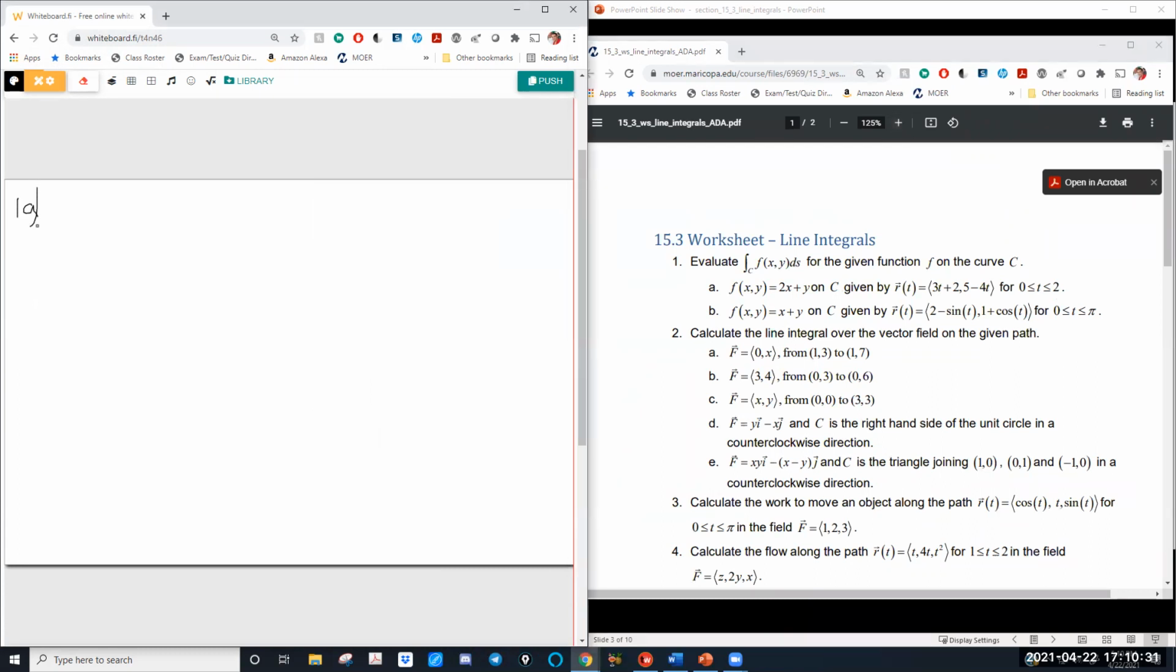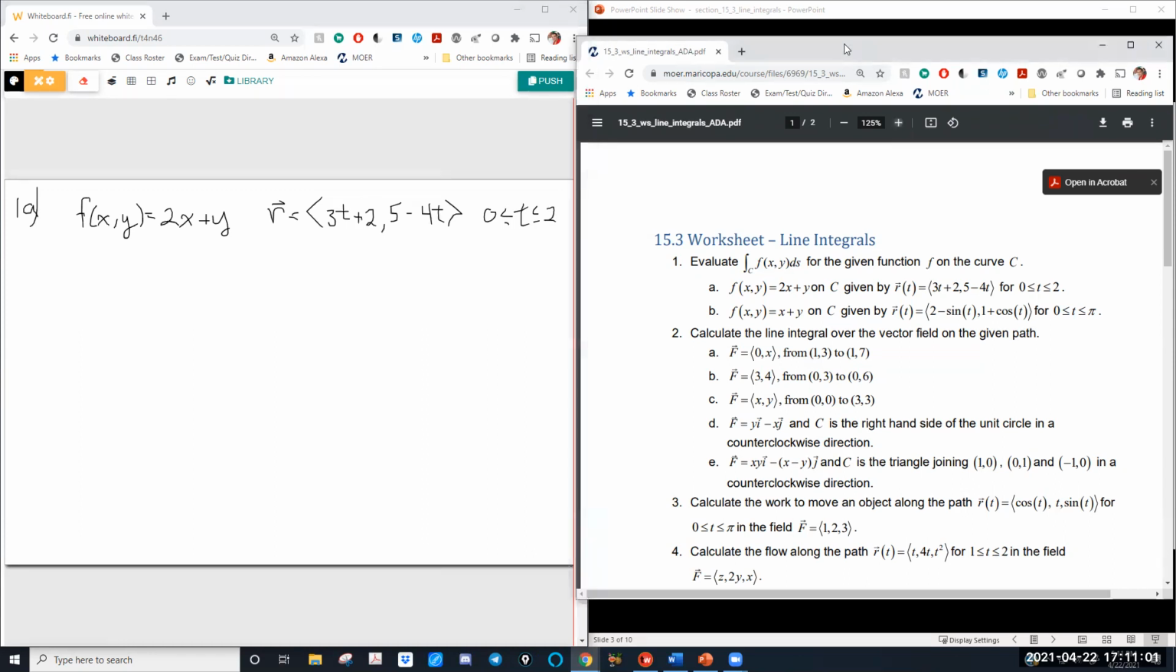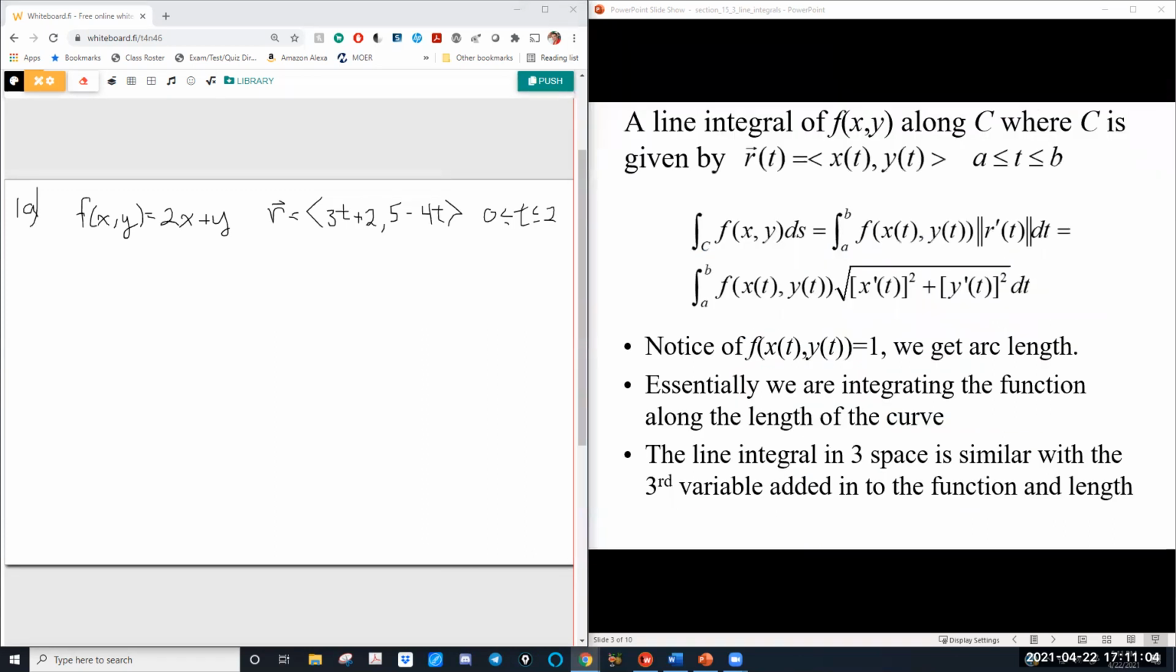So 1A, first off, we have the function 2x plus y, and our curve, our path, is given by the position vector 3t plus 2, 5 minus 4t. And t is going from 0 to 2. Now we're going to work through this one, and I want you to see how this formula plays out.